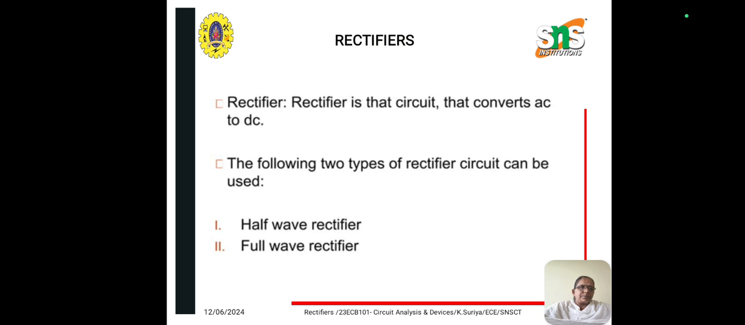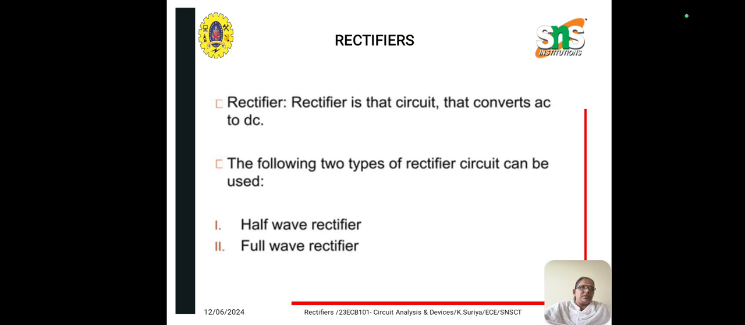Rectifiers. A rectifier is an electronic device or circuit that converts alternating current into direct current, which is AC to DC. Alternating current periodically changes direction, whereas direct current flows constantly in one direction. Rectifiers are crucial in many electronic applications where a steady DC voltage is required.